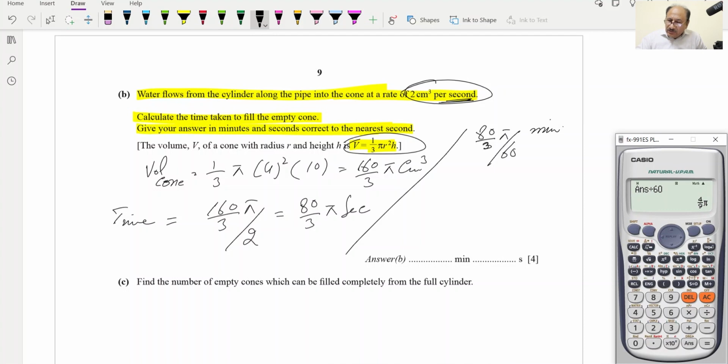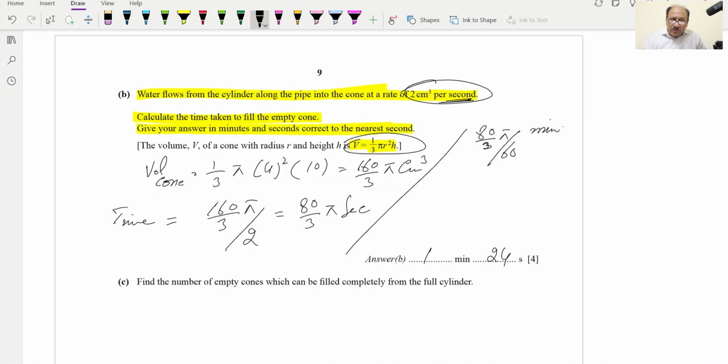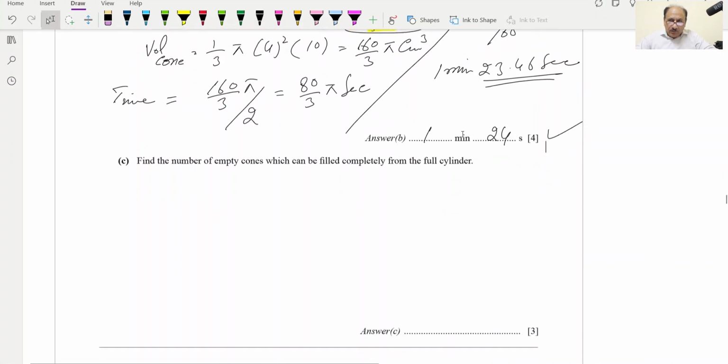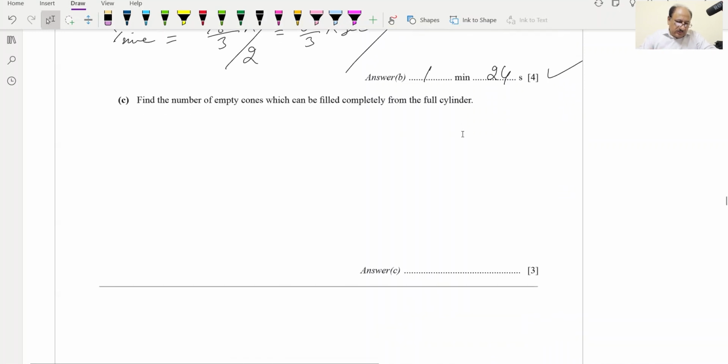You can see here, this button I'm pressing, and I'm getting 1 minute 23.46 seconds. So I will round it to 1 minute and 24 seconds. Hopefully you are understanding. So I will write here 1 minute and 24 seconds. If you want, you can write 1 minute 23.46 seconds, and then you can round it. So this will be a 4-mark question, which is done. Hopefully you understood this.